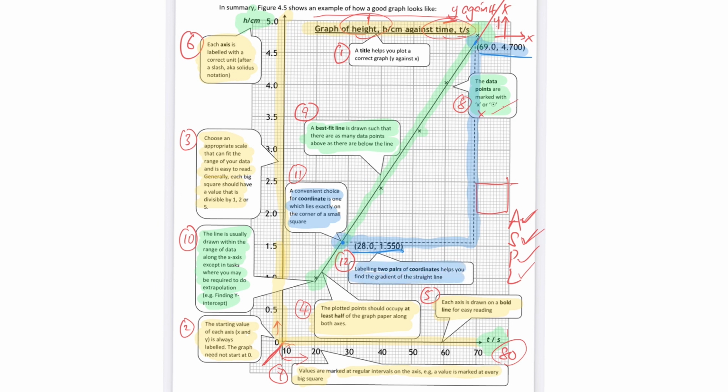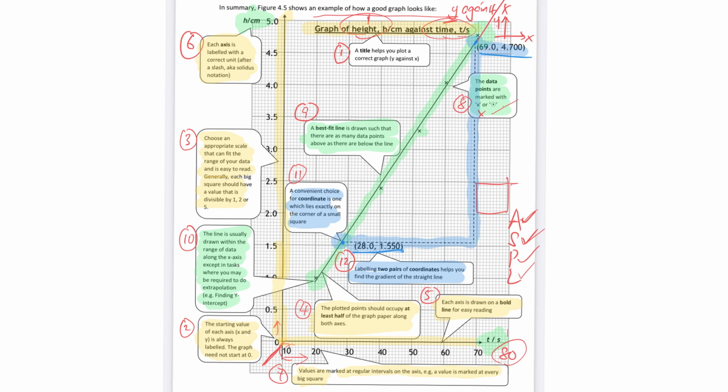So once this part is done, just like in your math, you can show the working for how you find the gradient: y2 minus y1 over x2 minus x1. But that working should not be done on the graph paper here. Do it in the space provided for you.